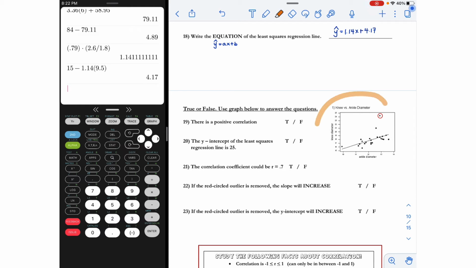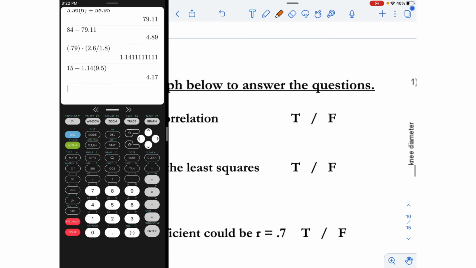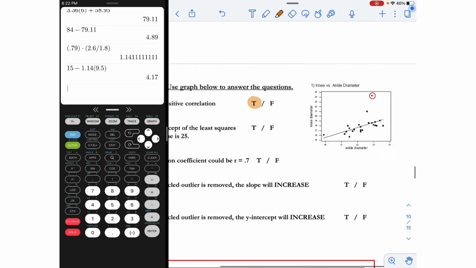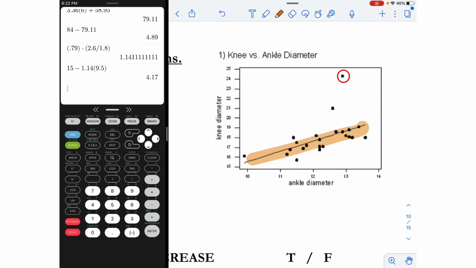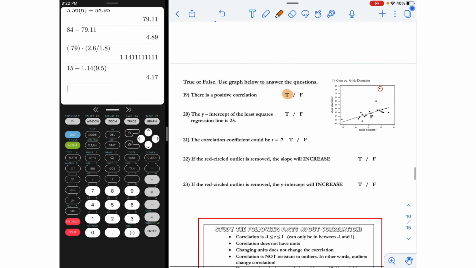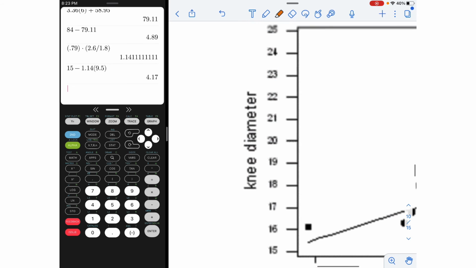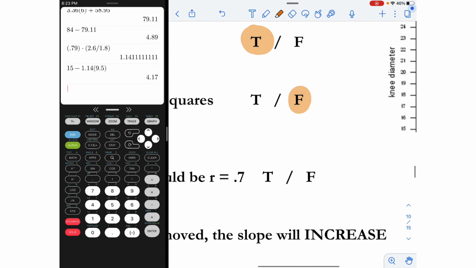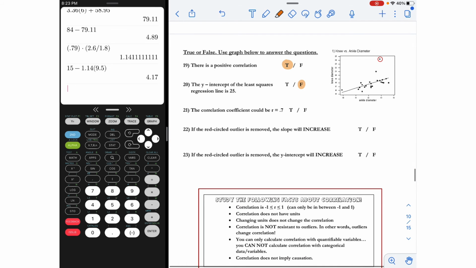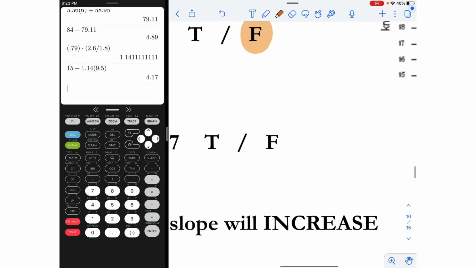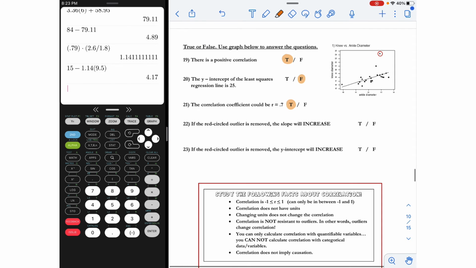So given this graph, answer the questions. There's a positive correlation, true. And the reason is because the line of best fit, or the regression line, has a positive slope. The y-intercept is 25. Definitely not. False. The correlation could be 0.7. I would say that's true. It could be. It's pretty tight together, the data.